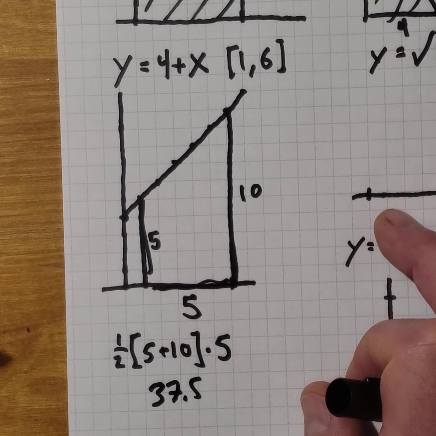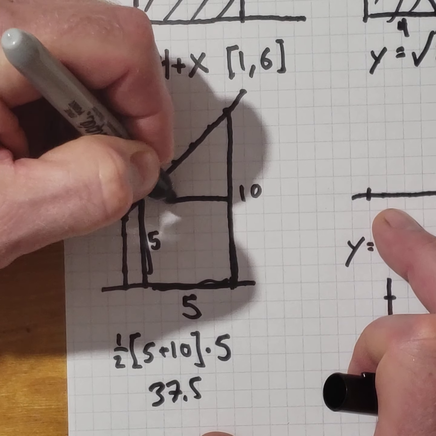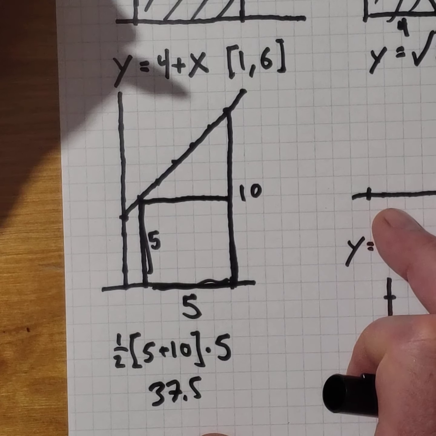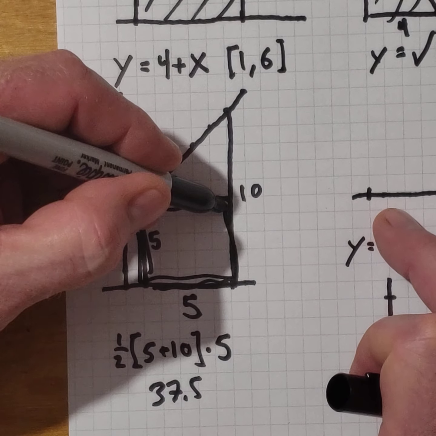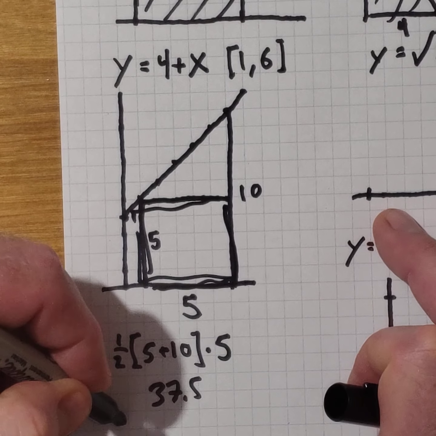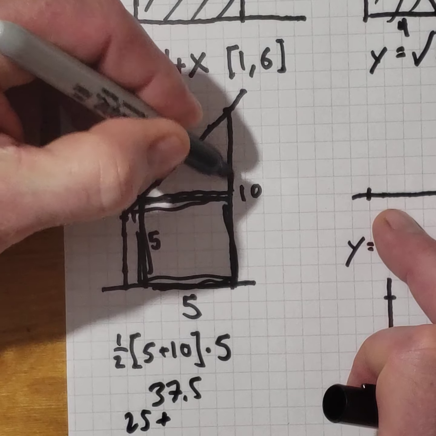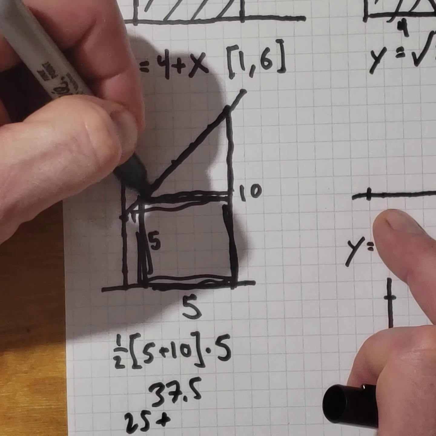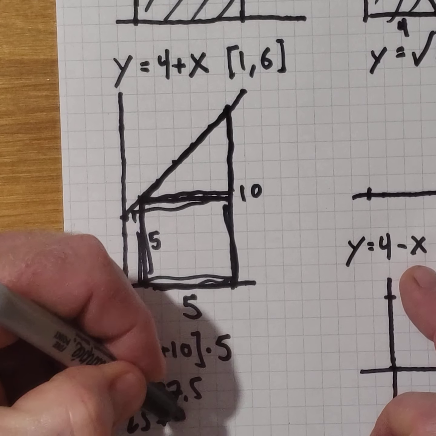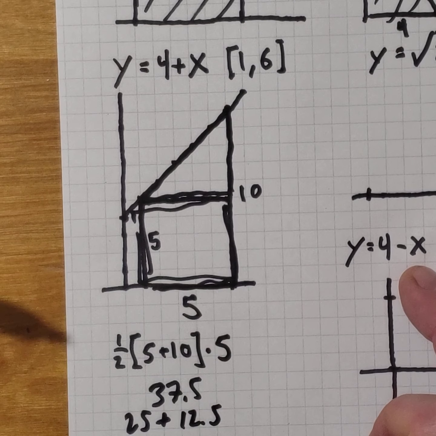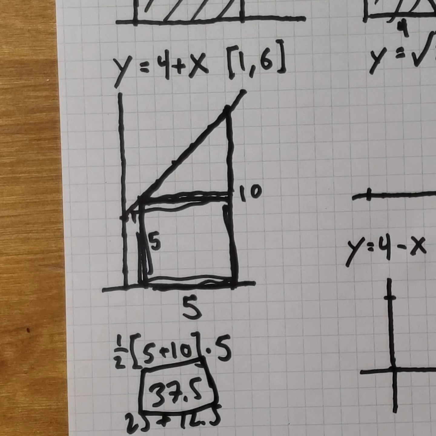Another way you could go here is just to break this into two separate pieces, right? Dividing something into pieces that we understand is a really good way to go. That gives us a 5 by 5 square there, that would be 25. And this is 5 by 5, but it's a triangle, so 1/2 base times height, that would be half of 25. That would be 12.5, and that would give us our 37.5. So I did do that in my head, and I did do it correctly.